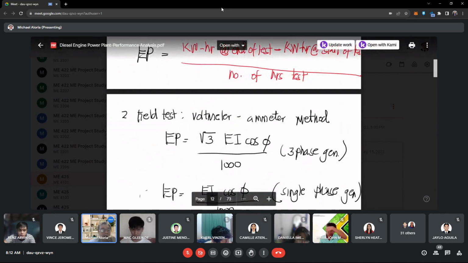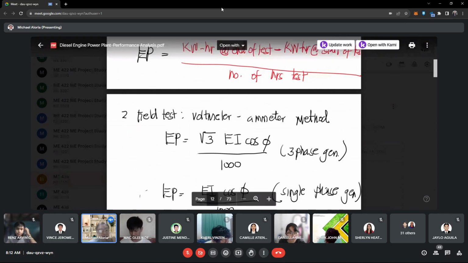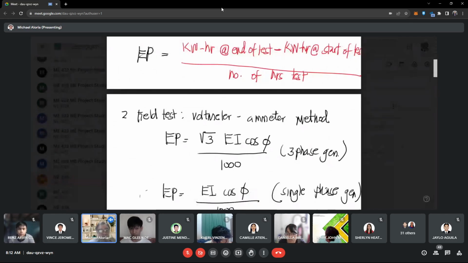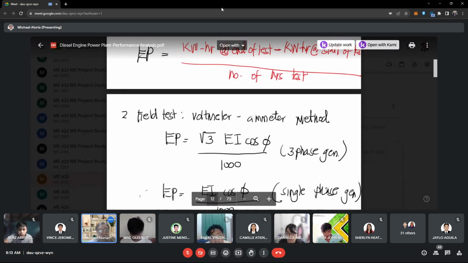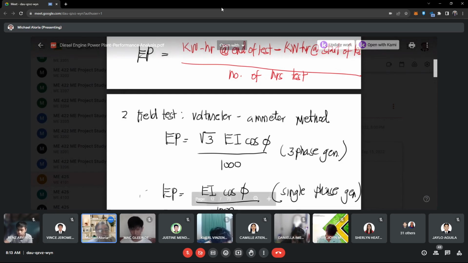Okay. Another thing is through the use of field test. So meron tayong tinatawag na voltmeter, ammeter method. We can measure the voltage, we can measure the current through ammeter. So we can use the equation simply by square root of 3 EI cosine P over 1,000. So mapapansin mo, if you have your square root of 3, this equation is good for three-phase generator. So divided by 1,000 to make it kilowatt.